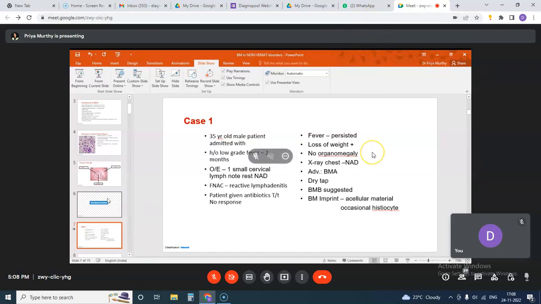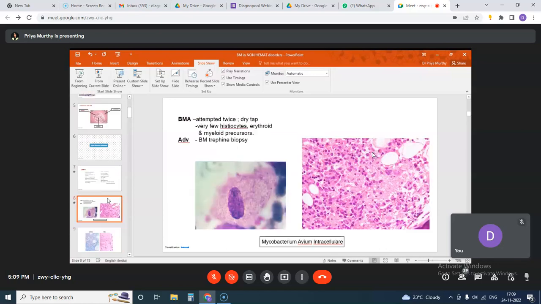A bone marrow aspirate was advised, which yielded a dry tap. Subsequently, a bone marrow biopsy was done. Before the bone marrow biopsy could be processed and we could see the actual slide, the imprint was studied, and it just showed acellular material and an occasional histiocyte.